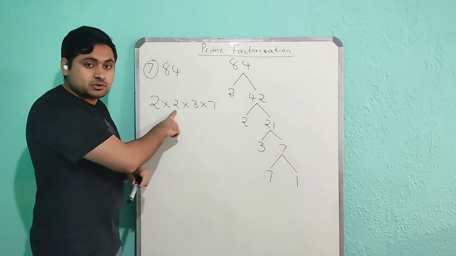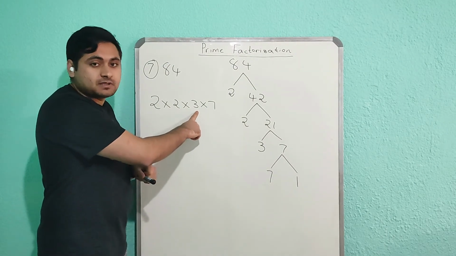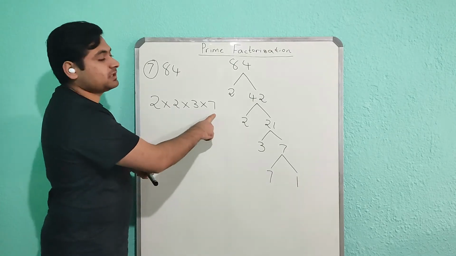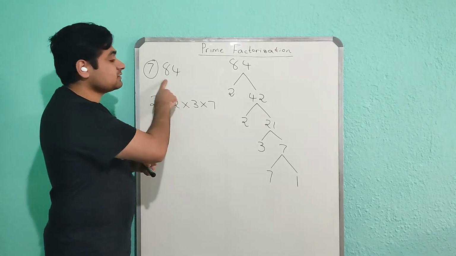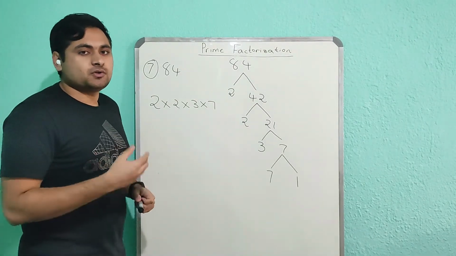So what is 2 times 2? 2 times 2 gives us a 4. What is 4 times 3? 4 times 3 gives us a 12. And what is 12 times 7? 12 times 7 gives us a 84. So our final answer is this. Let's move on to the next example.